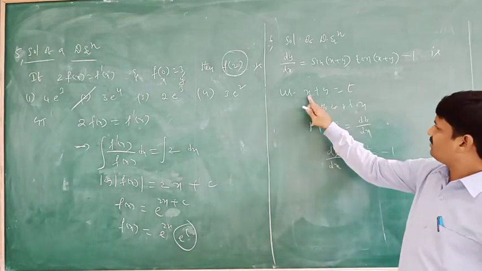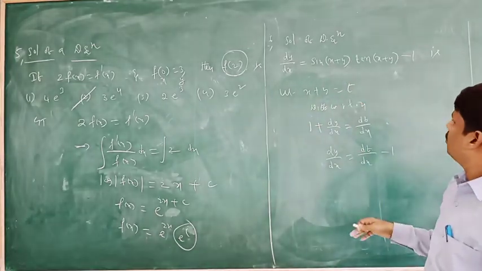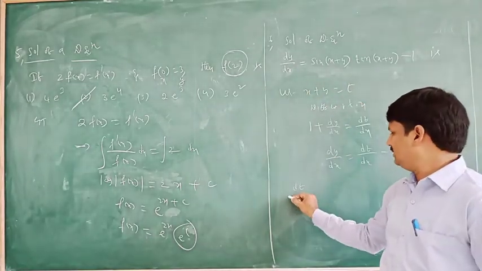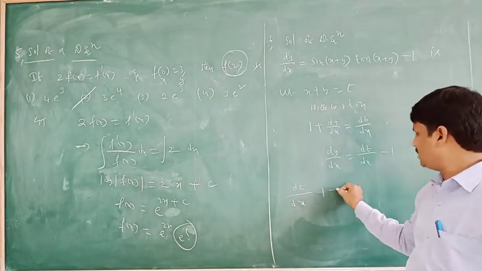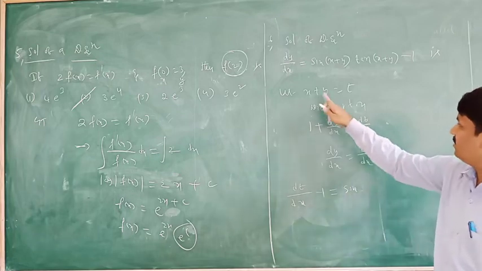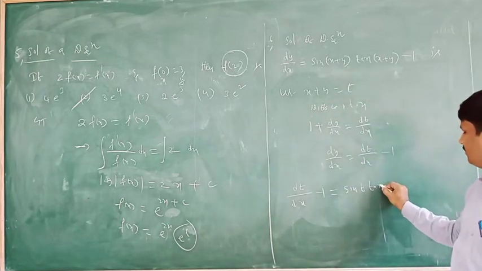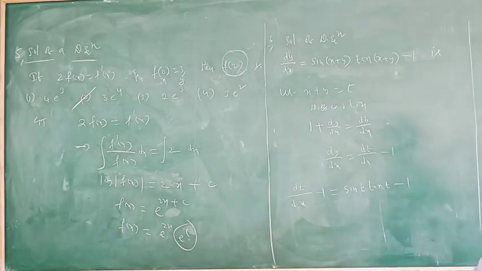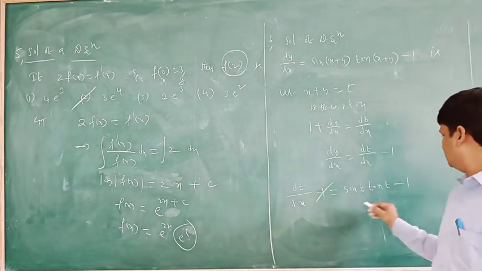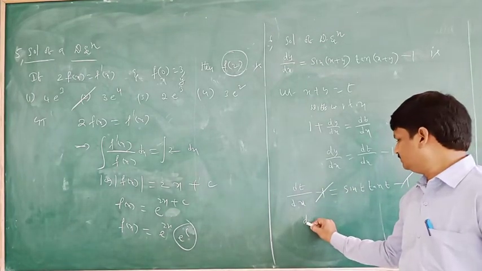And in the place of x plus y, what can you substitute? t. Substitute in the given equation. What will you get? dt by dx minus 1 is equal to what? sin of x plus y means sin t, and tan t minus 1. Clear? Here minus 1 is there, and here also minus 1 is there. Both cancel.